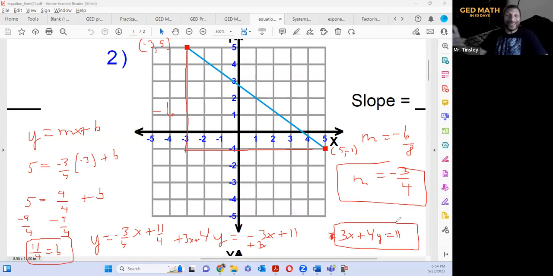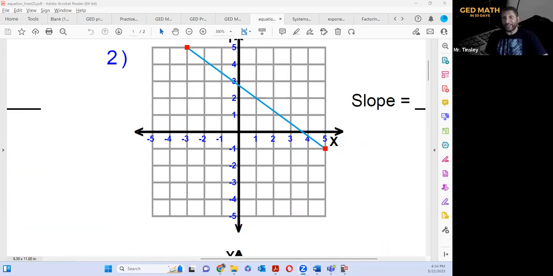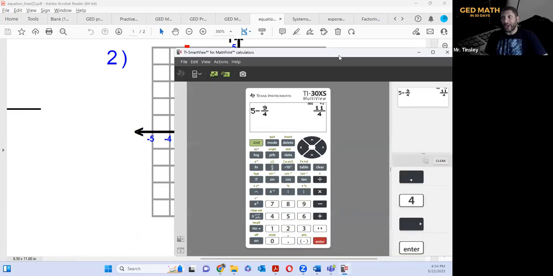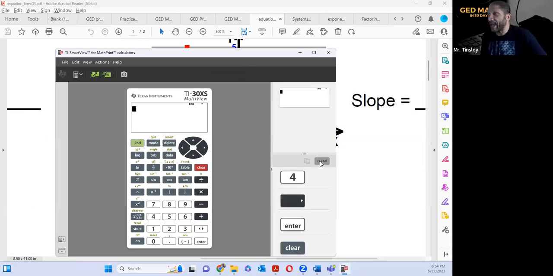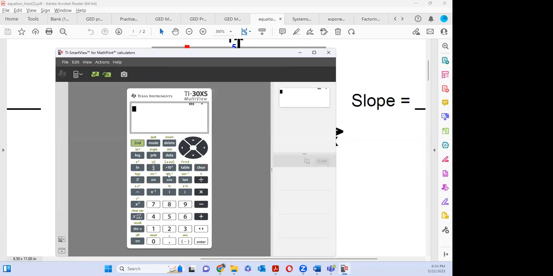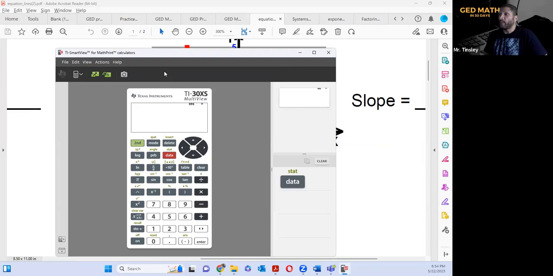But again, it doesn't matter. Hold on, Mr. Tinsley. That's a lot of work. I'm going to get something wrong. Okay, you might. That's why I tell you, you should learn how to find the equation of a line using your calculator. You should be in that ebook and you should know data.